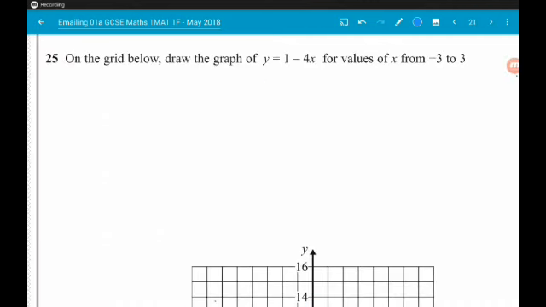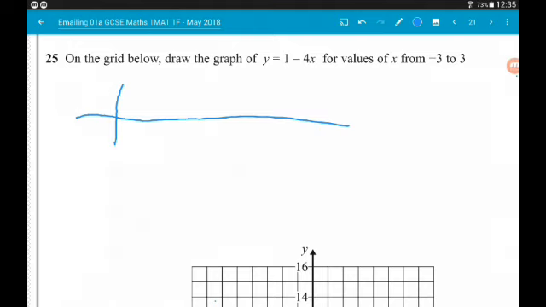25 wants us to draw the graph of y equals 1 minus 4x for values of x from minus 3 to 3. So to draw a straight line, you need 3 points. Why 3 and not 2? If you only do 2, there's no indicator as to whether you've messed up. If you do 3 and all 3 points lie on the line, it's a nice sign that you should be right.